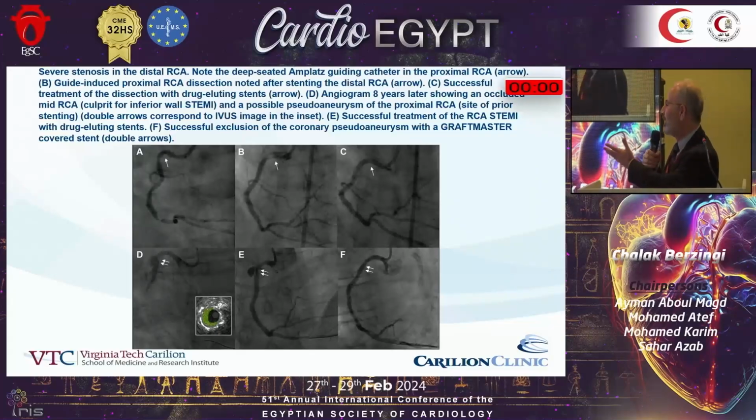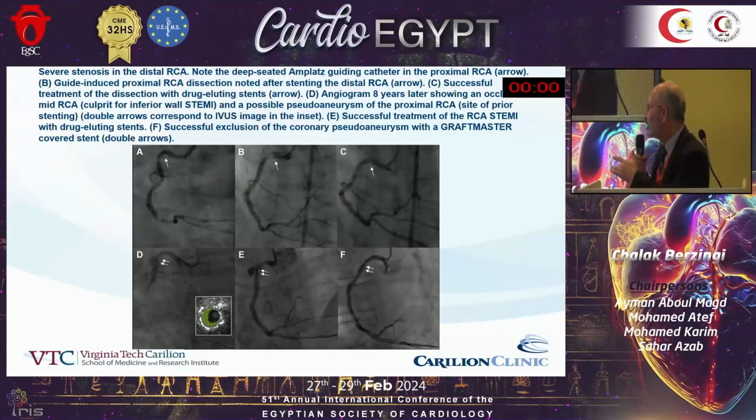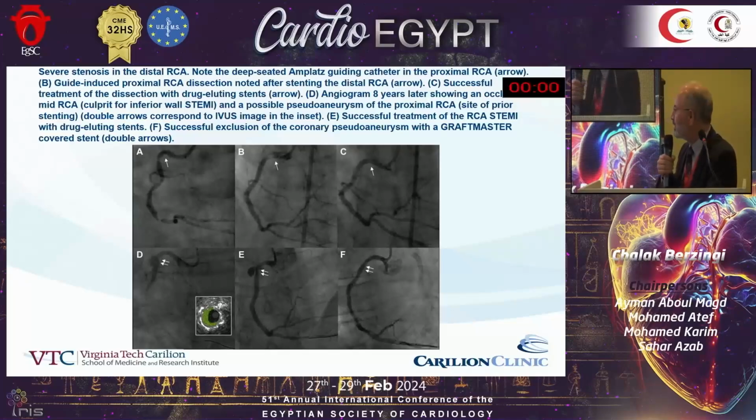8 years later, that's an acquired aneurysm. The patient developed an aneurysm in the right coronary artery, and then the mid RCA was occluded. Probably a thrombus migrated south and occluded the right coronary artery. And then underwent PCI to the distal right coronary artery. Of course, the aneurysm here was easily traversed with a wire and underwent a Graftmaster stent implantation with reasonable results on that.